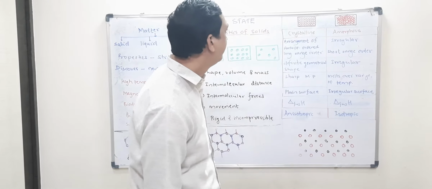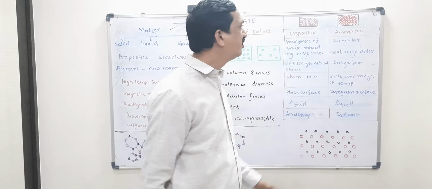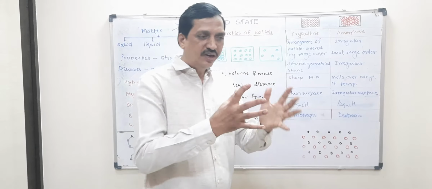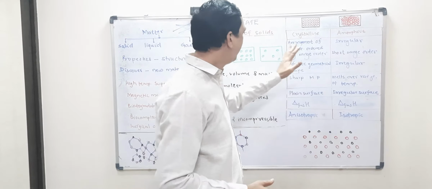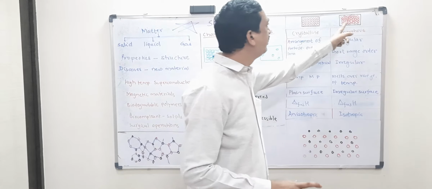We'll go for next. Next is the types of solids. We have two main types of solids. One is crystalline and another one is amorphous. Now, what are these crystalline and amorphous substances? We will see. Actually, you can make out from this diagram. This roughly I'll try to explain with the help of this.